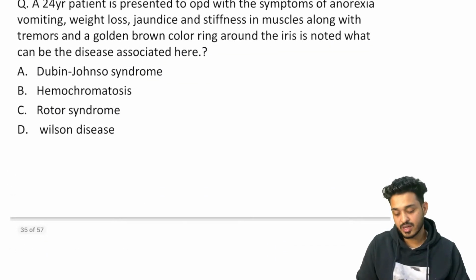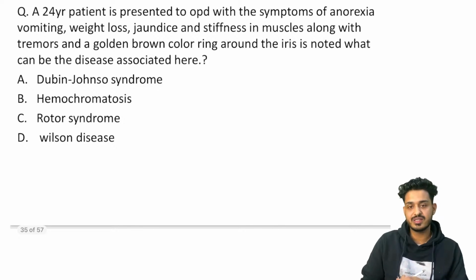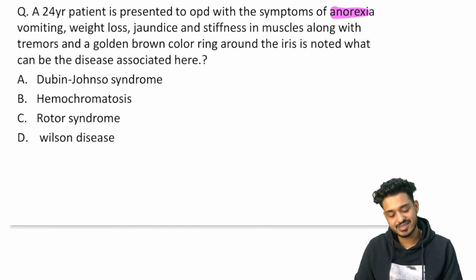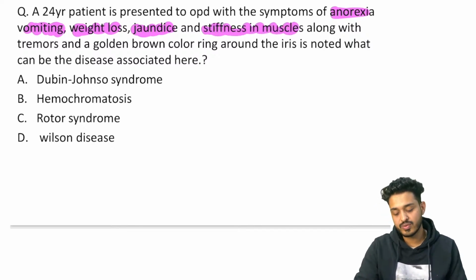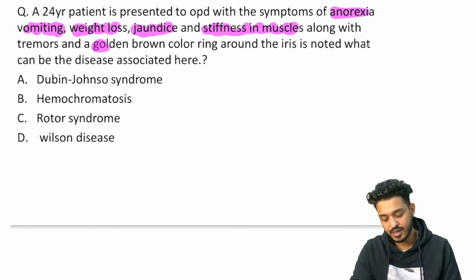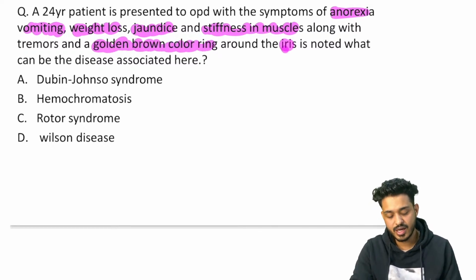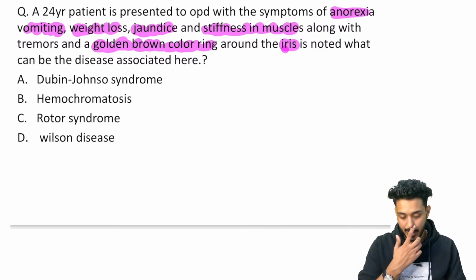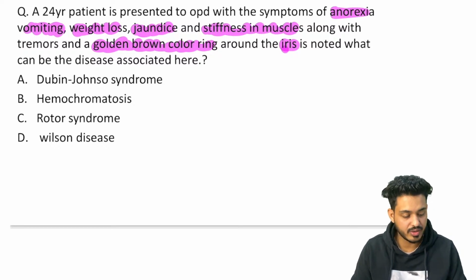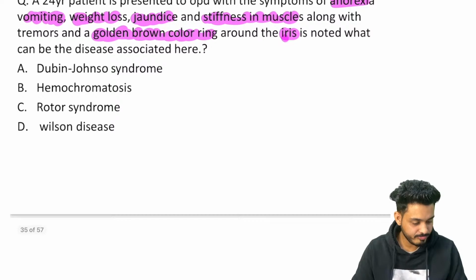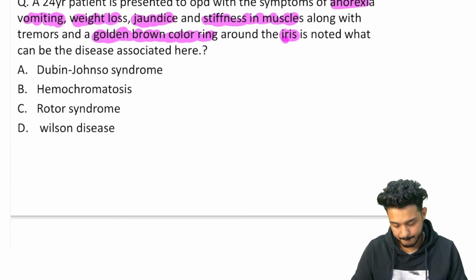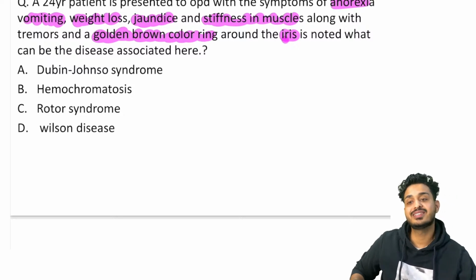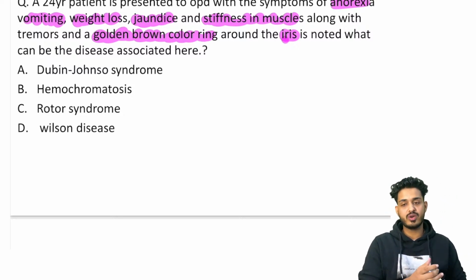Next question we are having is, a 24-year-old patient is presented to the OPD with the symptoms of, patient is having what, anorexia is there, patient is having vomiting, patient is having weight loss, jaundice is there, stiffness in the muscle is there, right? Along with the tremors, and a golden brown color ring is seen on the iris. So what is this golden brown color ring seen on the iris? Have you heard about this term, right? And this can be associated with what? Try to answer this one. Is it a Dubin-Johnson syndrome? Is it a hemochromatosis? Is it a Rotor syndrome or your Wilson disease?